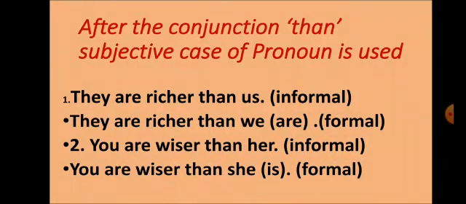Next, it is after the conjunction than. Whenever there is the conjunction than in a sentence, then the subjective case of pronouns is used. They are richer than us. Many a time we have heard this. You are wiser than her. But that is an informal way of talking. So if we want to go for things in a formal way, then they are richer than we. We will use it as subject. We will not use the objective case. We'll use the subjective or nominative case.